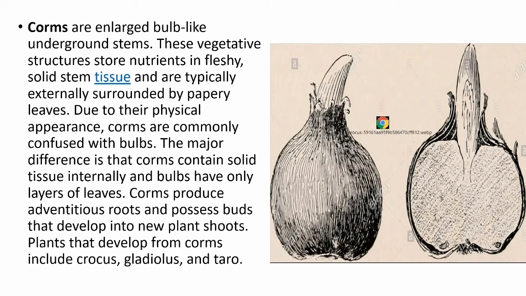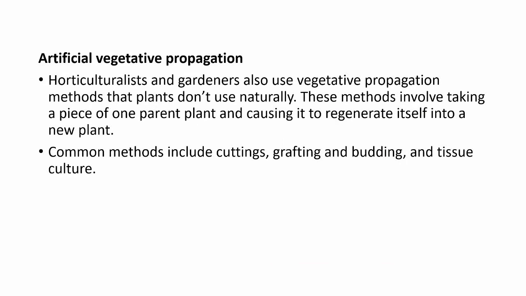So corms produce adventitious roots and possess buds that develop into a new plant shoot. When this develops, you now have an individual plant. Plants that develop from corms are the crocus, the gladiolus, and the taro. All these are plants that develop from corms.